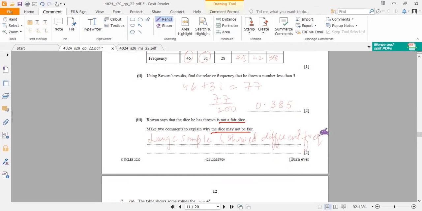As you can see over here, the frequency difference is too much, like 46, 31, 28, 35, 22, and 38. Similarly, the relative frequencies are also different.